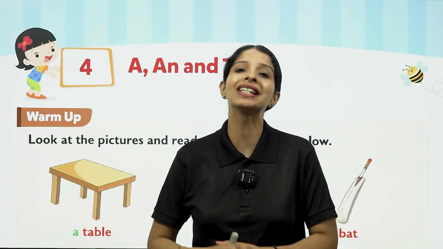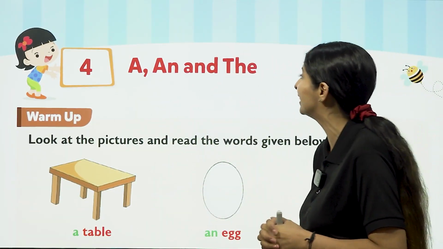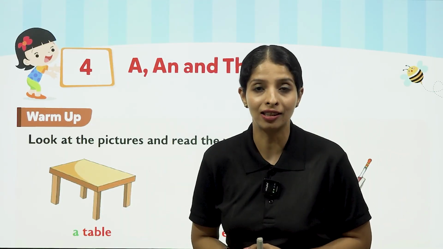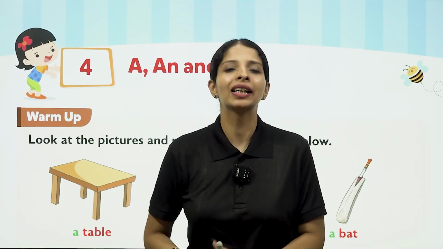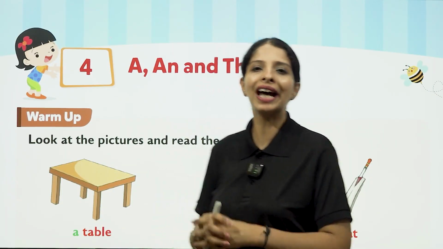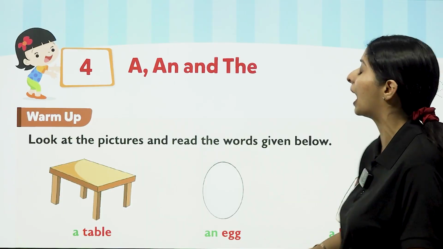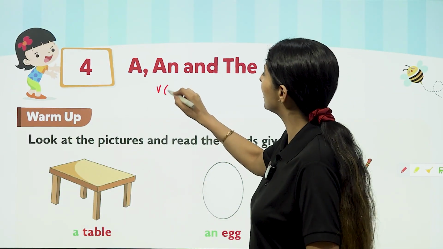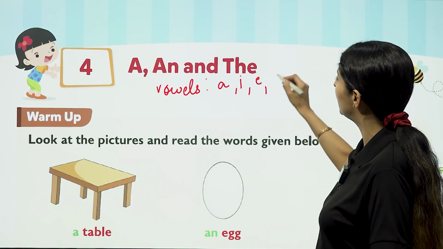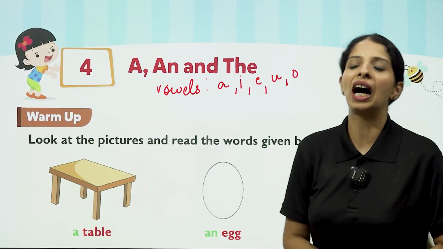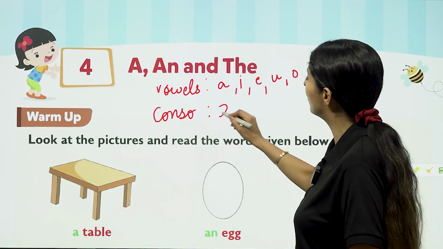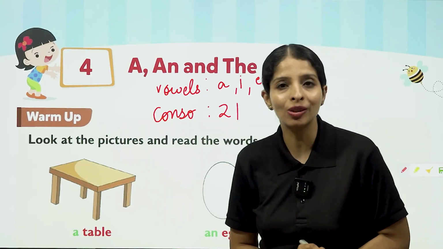The chapter for today's session is chapter number 4, A, An and The. So A, An and The, these are articles. Now let's quickly revise. There are 26 letters in the English alphabet, right? Now there are vowels and there are consonants. Can you tell me what are the vowels? We have 5 vowels, which are A, E, I, O, U. These are vowels. 5 vowels. And the remaining 21 are the consonants.